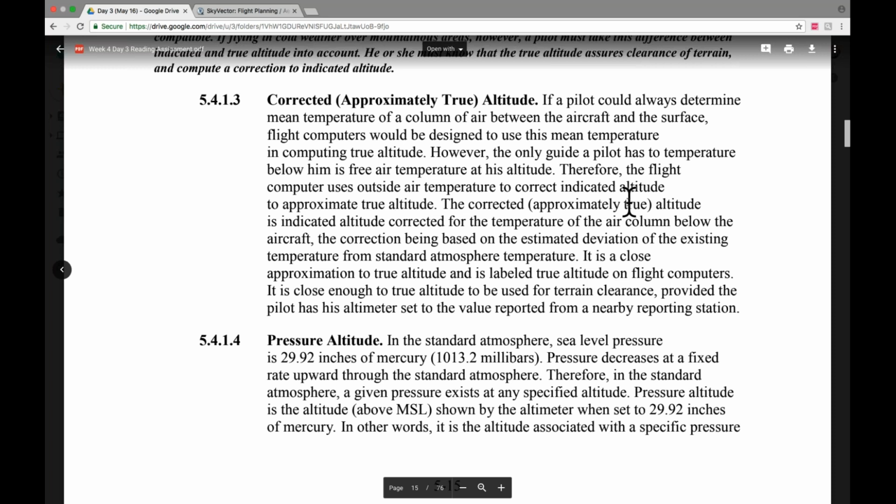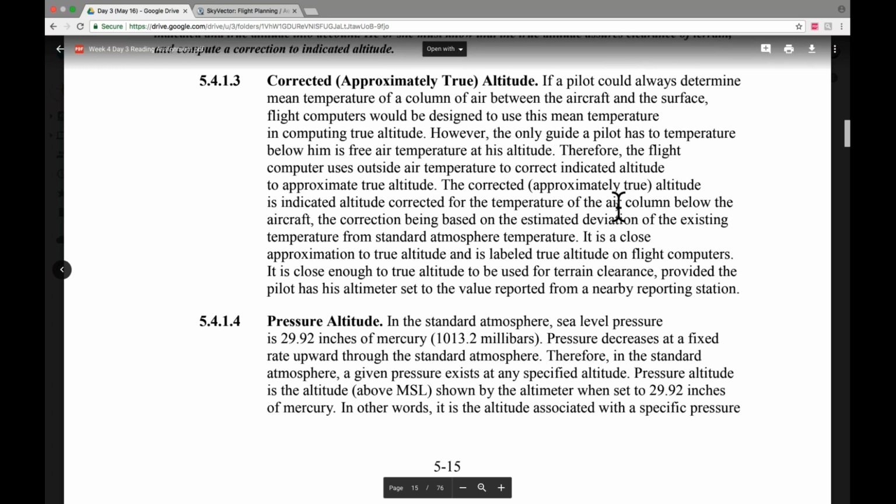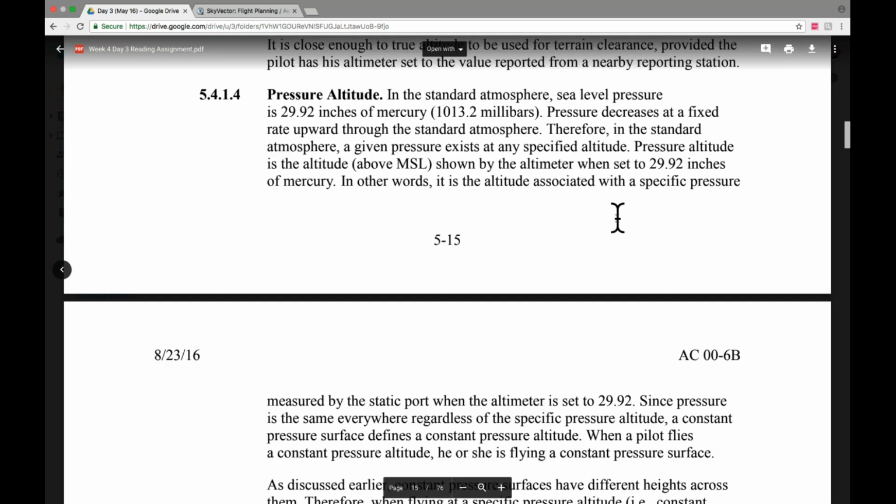However, the only guide a pilot has for the temperature below him is free air temperature at his altitude. Therefore, the flight computer uses outside air temperature to correct indicated altitude to the approximate true altitude. So we can only get so close, but with everybody on the same altimeter setting, we're going to maintain our separation.